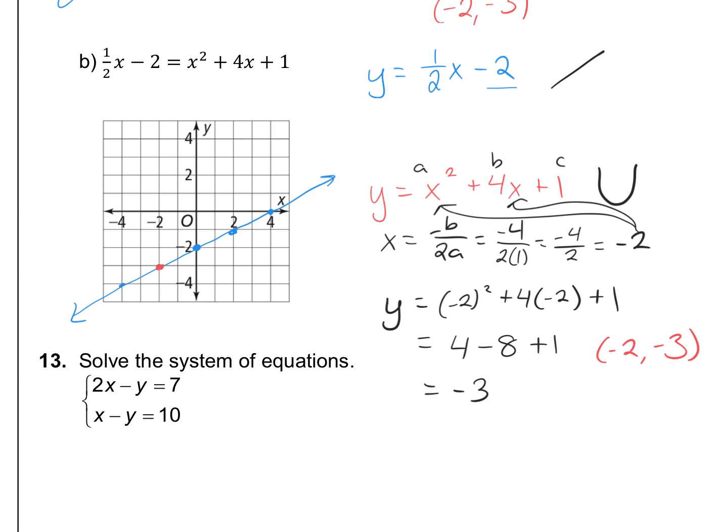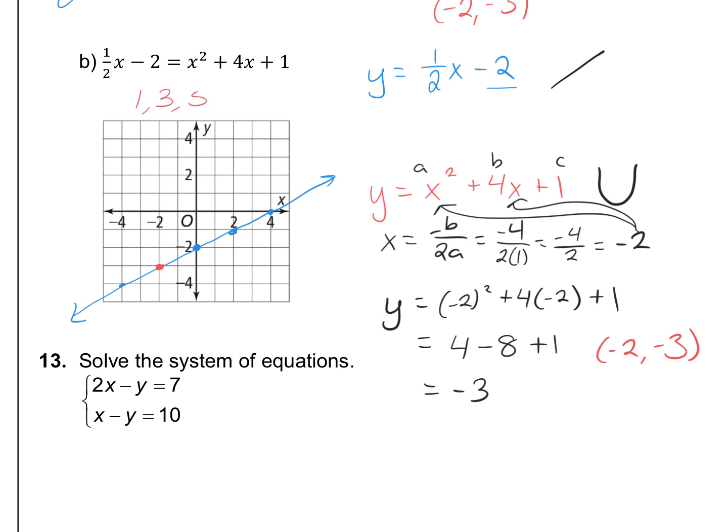Just because it crosses there right away, does that mean we don't have to graph it? No, we have to finish graphing it because there could be more than one solution. How do I get all of my other points if it's going to look like a U? The step pattern. What's the step pattern? Up 1, over 1, up 3.